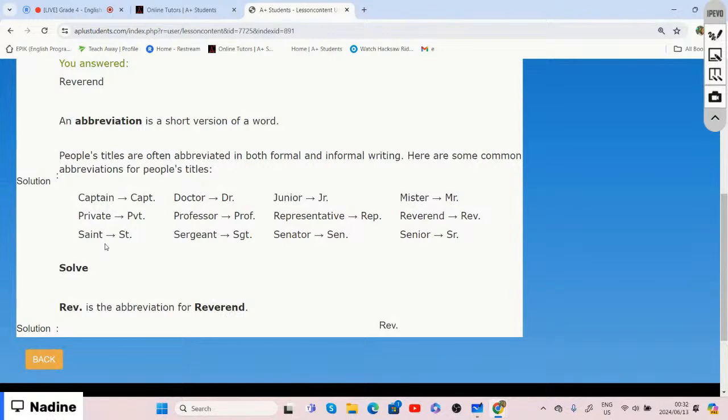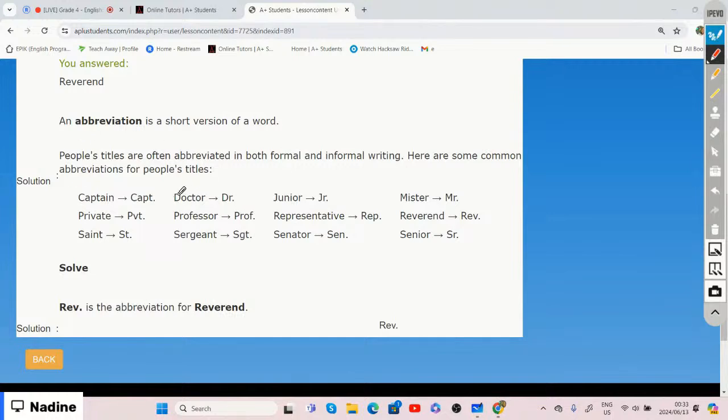And people's titles are often abbreviated in both formal language as well as informal language, so in both formal writing as well as informal writing. And we're going to look at the common abbreviations for people's titles, starting with the most common abbreviated one that I think most people know, which is doctor. I think that is the most common one, because even if you don't write the whole word down, you'll use, for example, DR.